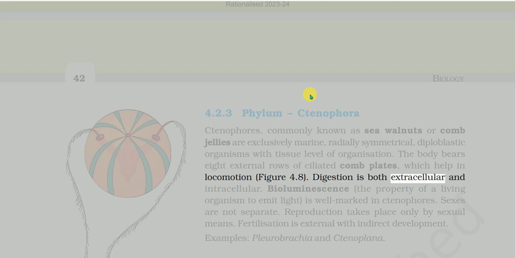Digestion is both extracellular and intracellular. Bioluminescence, the property of a living organism to emit light, is well marked in ctenophores. Sexes are not separate. Reproduction takes place only by sexual means. Fertilization is external with indirect development. Examples: Pleurobrachia and Ctenoplana.